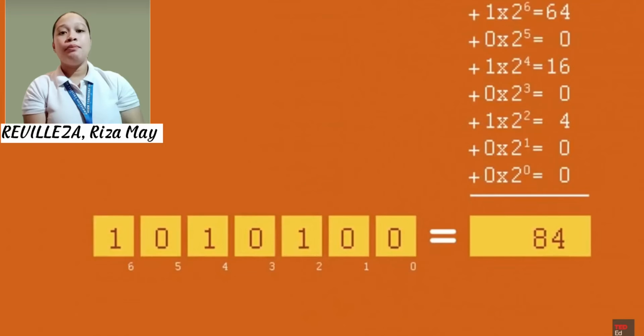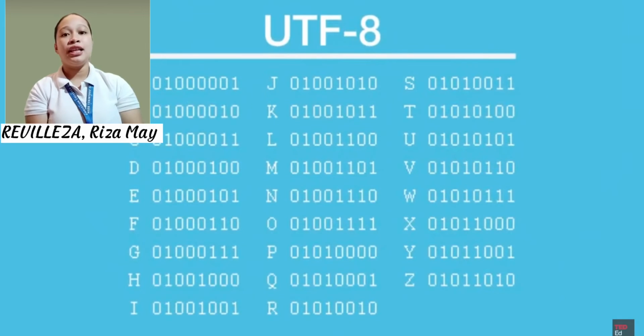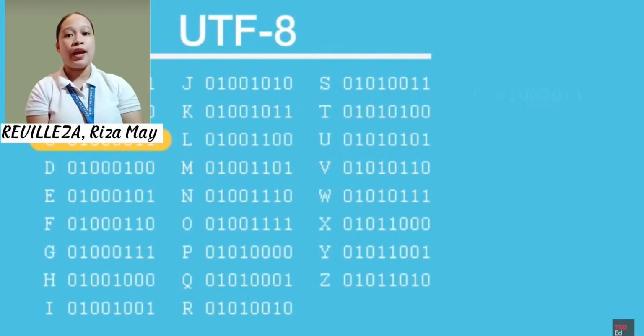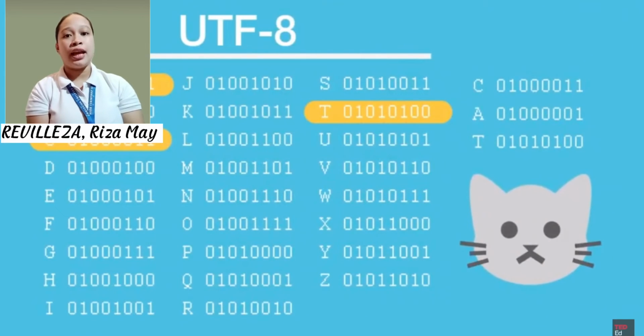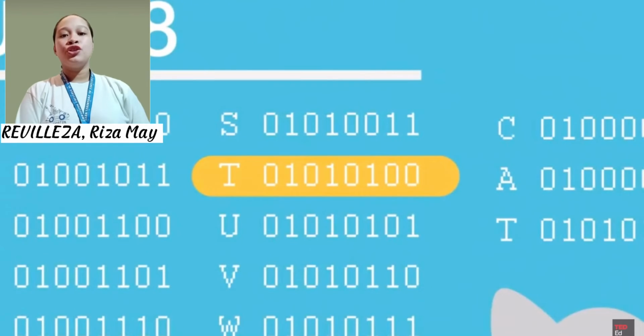84 would be written as follows. Meanwhile, letters are interpreted based on standard rules like UTF-8, which assign each character to a specific group of 8-digit binary strings. In the case of 01010100, the correspondence is to the letter T.